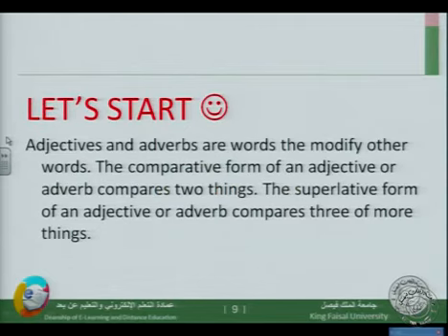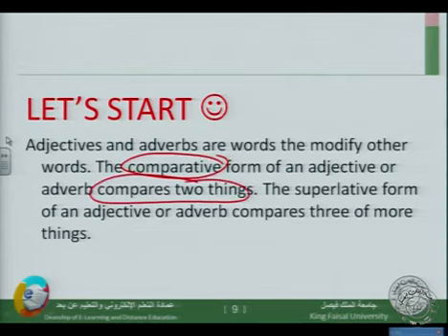Now, let us start right here. The comparative form of an adjective or adverb compares two things. هذا الcomparative. In the comparative, we compare two things. The superlative of an adjective or adverb compares three things or more. Three things or more, okay?